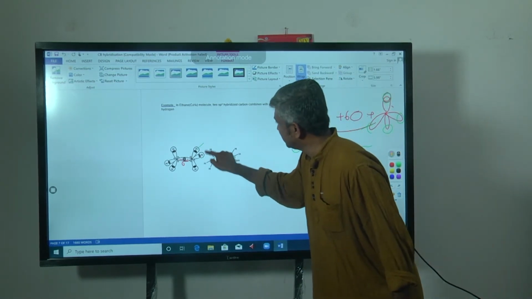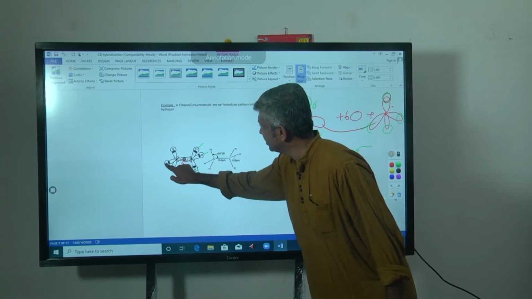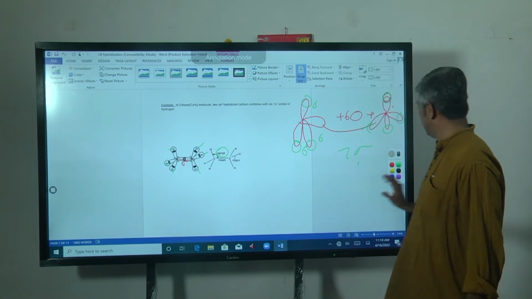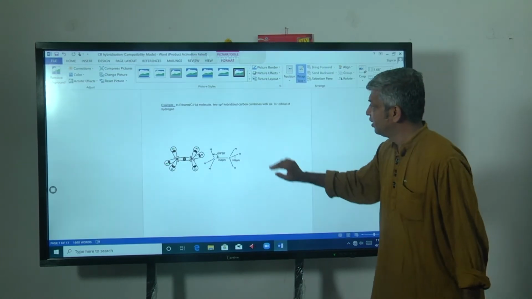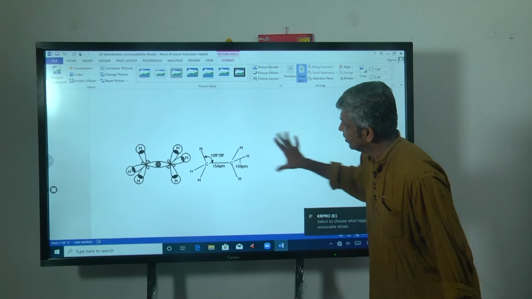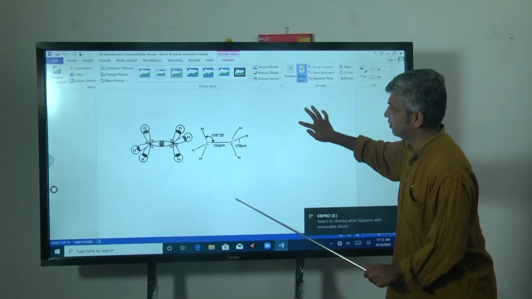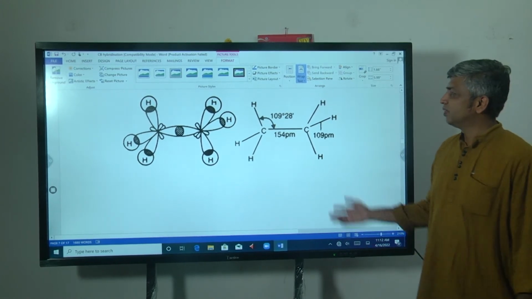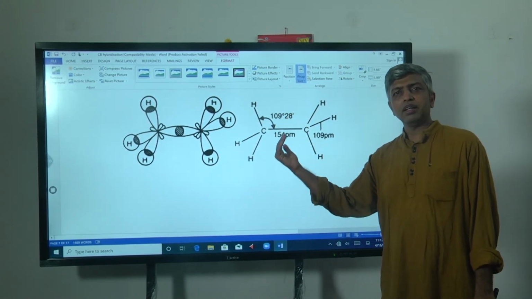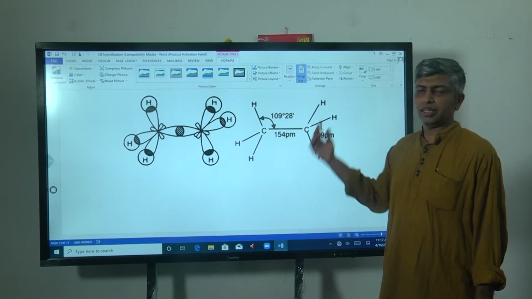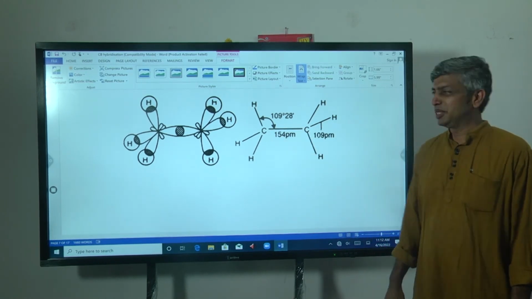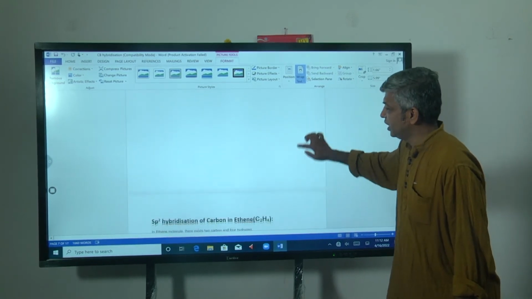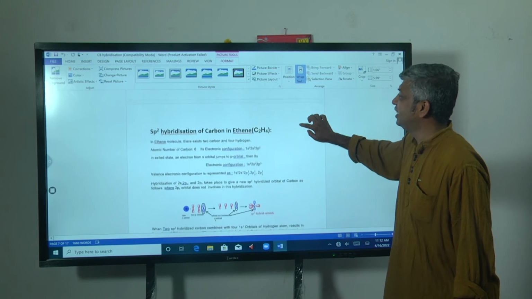See here, hydrogen, hydrogen, hydrogen, hydrogen, hydrogen. Again, 109 degree 28 minutes is the angle. You can see the structure here. Correct now? If you are writing propane, you can also write butane, like that you can write. But these are the 2 examples for you of sp3 hybridization. Next we are going to sp2 hybridization in the ethene molecule.